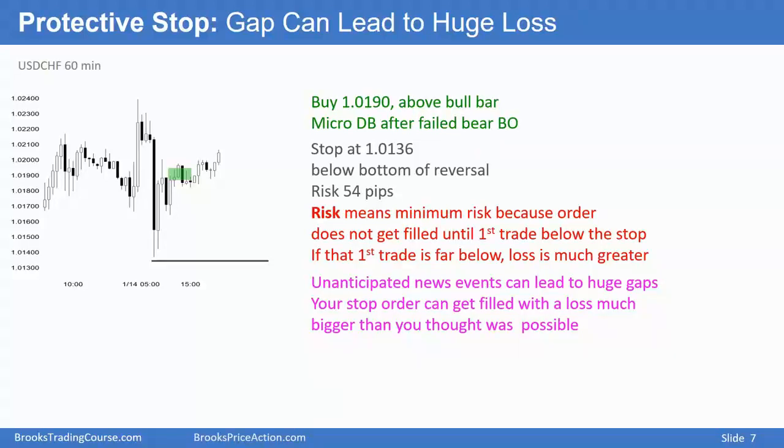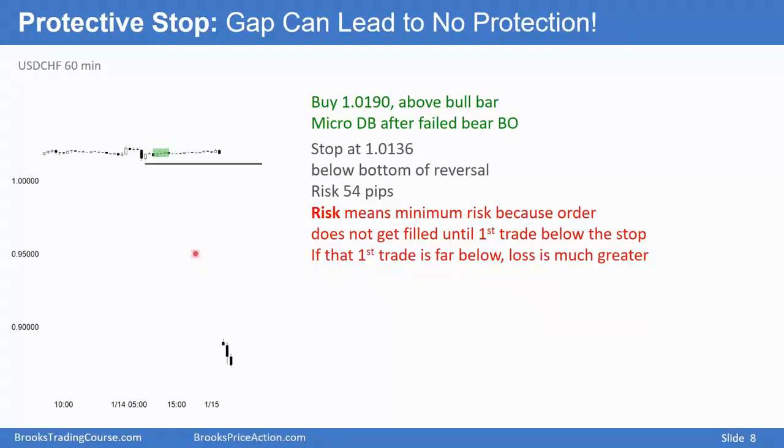Unanticipated news events can happen in any market, including currencies. And the result is your protective stop may not protect you much at all. It's rare, but it can happen. This is that same chart right up here. You bought here, and you put your stop here, and you thought you were risking 54 pips. However, the market opened with a huge gap down. You can see where it opened. It opened down here, and therefore, the first trade that takes place at or below your stop was right here, and that means you get filled right here.